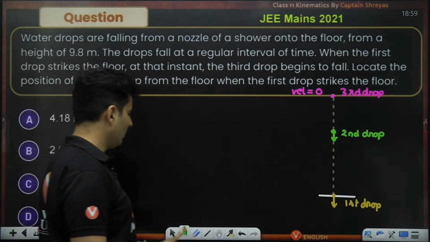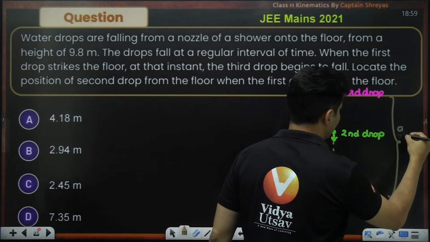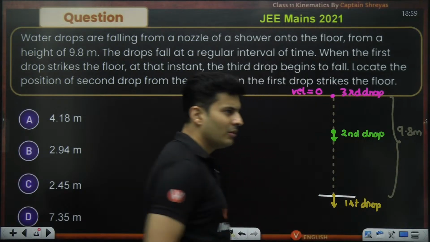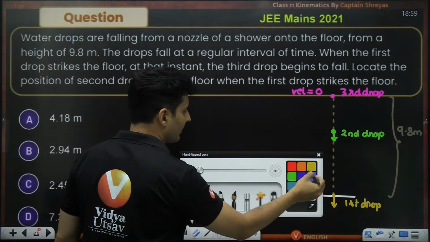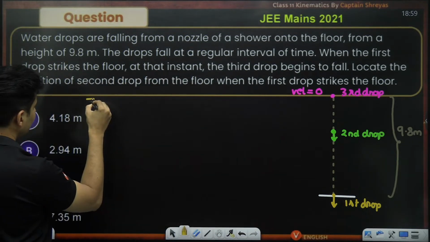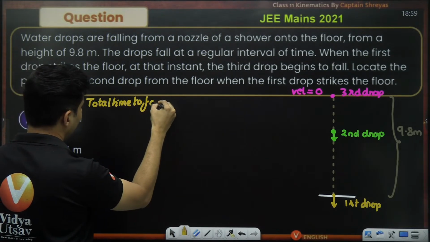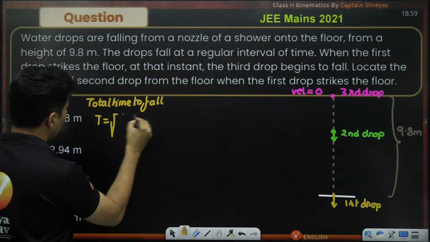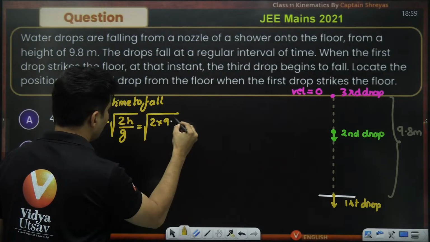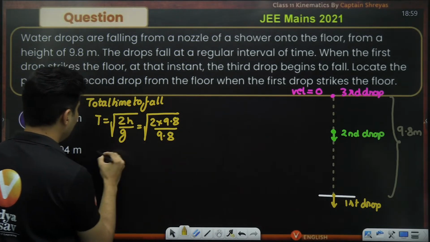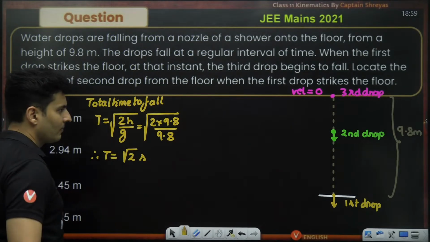Total height is given. This total height is 9.8 meter, probably for a reason, because g has to be taken as 9.8. So if I consider the total time of flight, the total time to fall, there is a formula, root of 2h by g. So 2 into 9.8, g value also 9.8. So therefore, time will be basically root of 2 seconds.